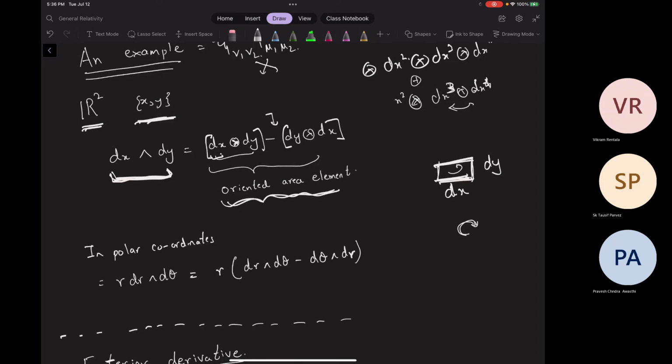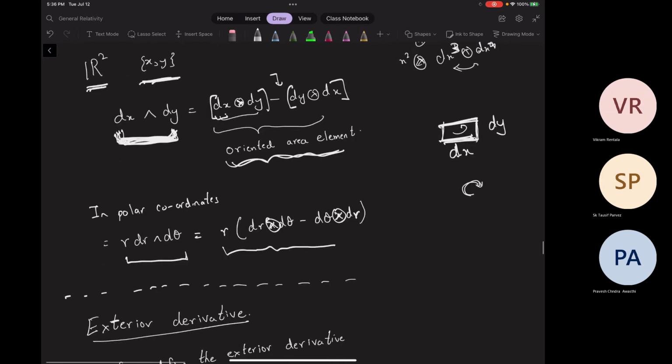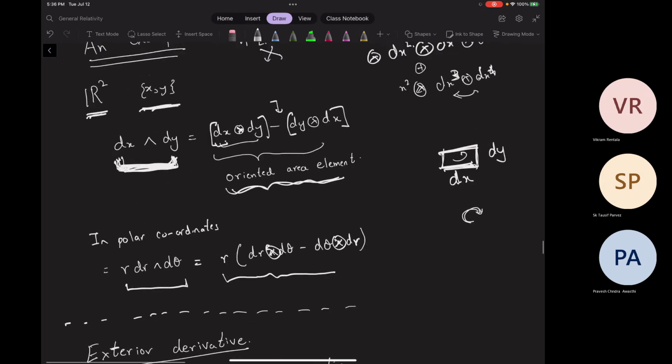And similarly, in polar coordinates, you can show that the same thing can be expressed. This is just a two form. It can be expressed as r dr wedge d theta, which can be written as r dr tensor d theta minus d theta tensor dr. So we'll see the utility of these forms later.